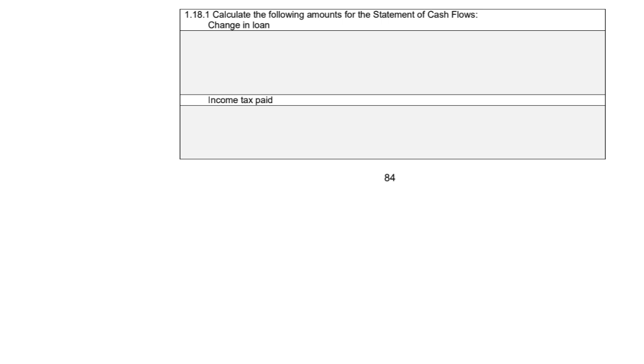1.18.1. Calculate the following amounts for the statement of cash flows: change in loan. If we go back to information C, our loan in 2024 was 4.5 million, and now in 2025 our loan is 8 million. So there's an increase in our loan of 3.5 million rand.